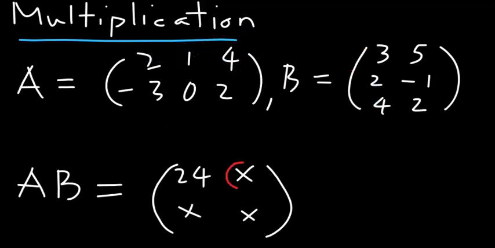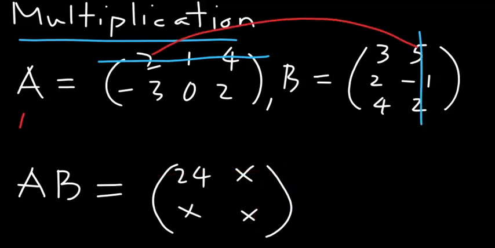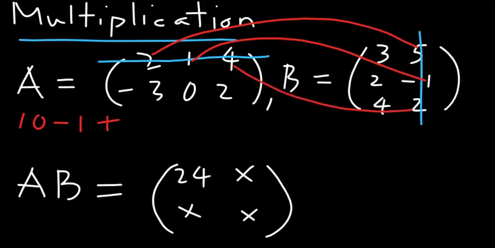Now let's determine that element. That element occupies the first row and the second column. That means you take the first row of matrix A times the second column of matrix B. So 2 times 5, that is 10, plus 1 times minus 1, so that is minus 1, plus 4 times 2, and that's positive 8, which will give you 17. So that element is 17.